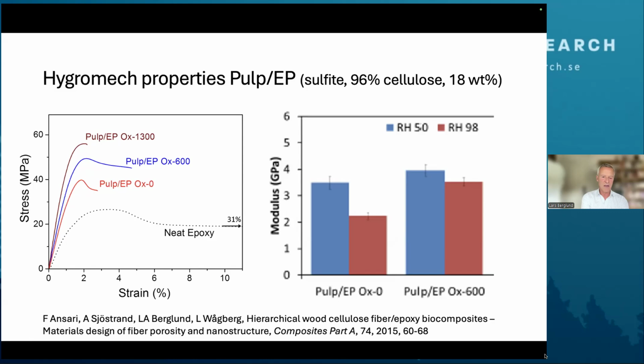And the interesting thing is that when we manage to get epoxy into the cell wall, we stabilize the material against moisture. So if you look at modulus data on the right-hand side diagram, you see that with no oxidation, the staples on the left-hand side, you see a significant drop from blue to red when we expose it to 98% relative humidity. But with the oxidized fibers, there is a minor decrease because the cell wall is impregnated by epoxy.